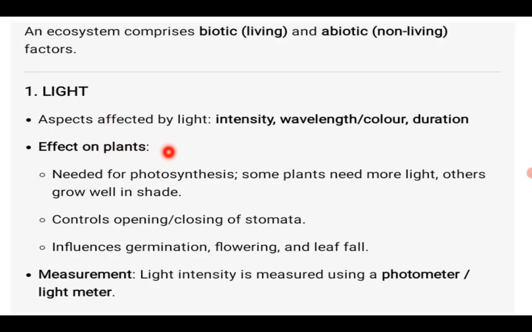So light would affect plants in a number of ways. You'd recall from junior biology that light is needed for photosynthesis. Some plants need more light, others grow well in shades. So light is needed for photosynthesis. It also controls opening and closing of stomata during photosynthesis, during daytime especially. Other than that, light influences germination, flowering, and leaf fall.